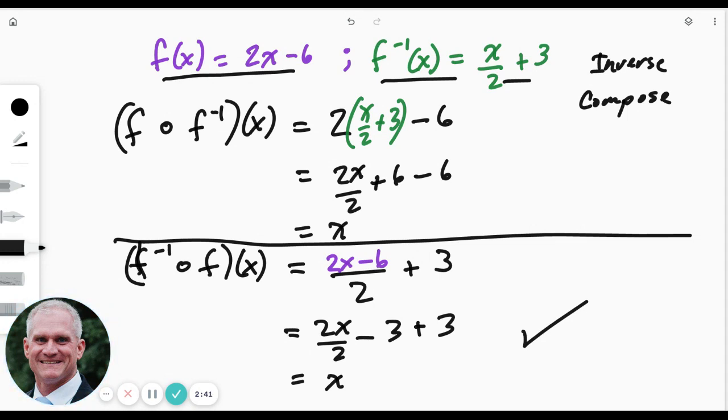Boom. Our inverses check out. When composed with each other, the answer is always x.